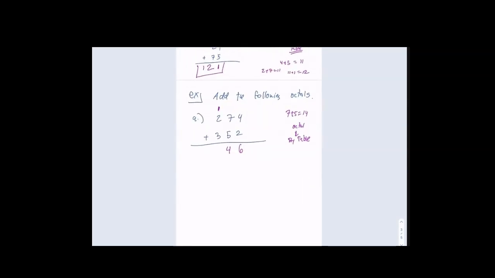And then 1 plus 2 plus 3 is 5 plus 1 is 6. And that's perfectly fine right there. Does not give me a number greater than 7, so I can use it. So my answer is 646.